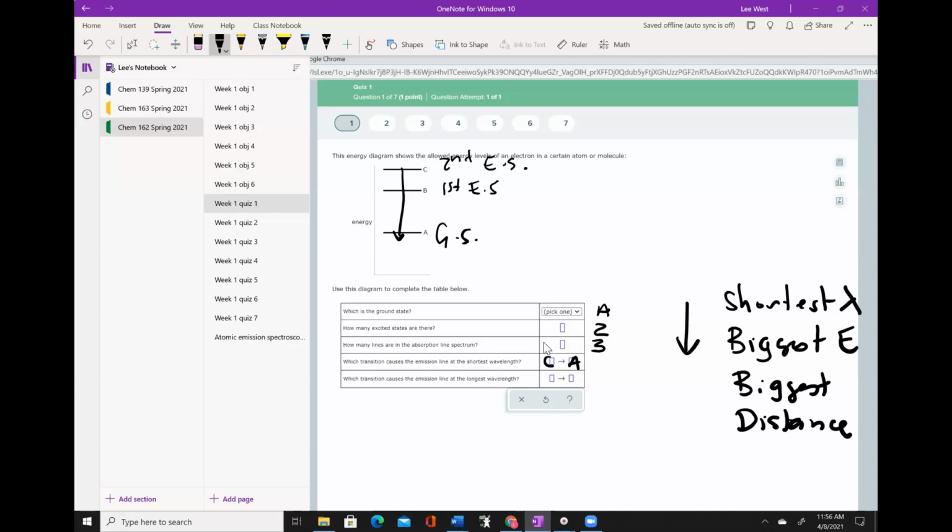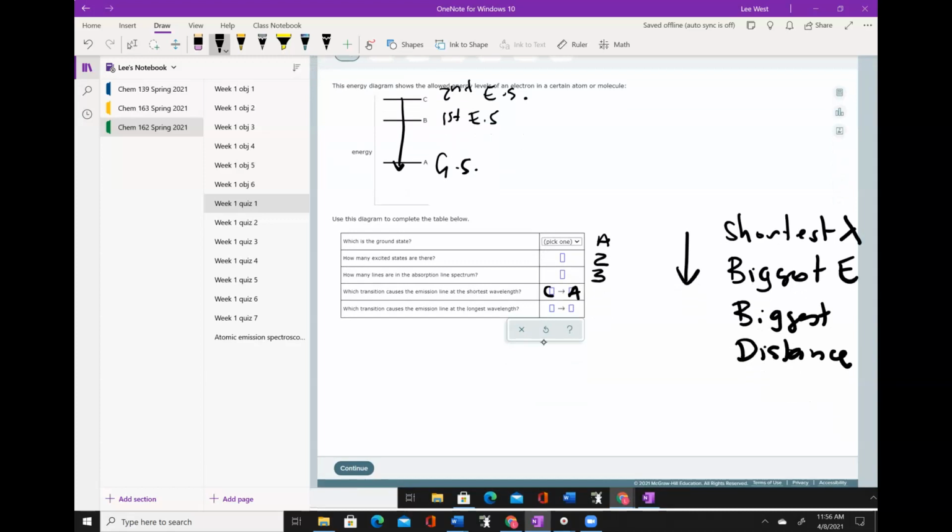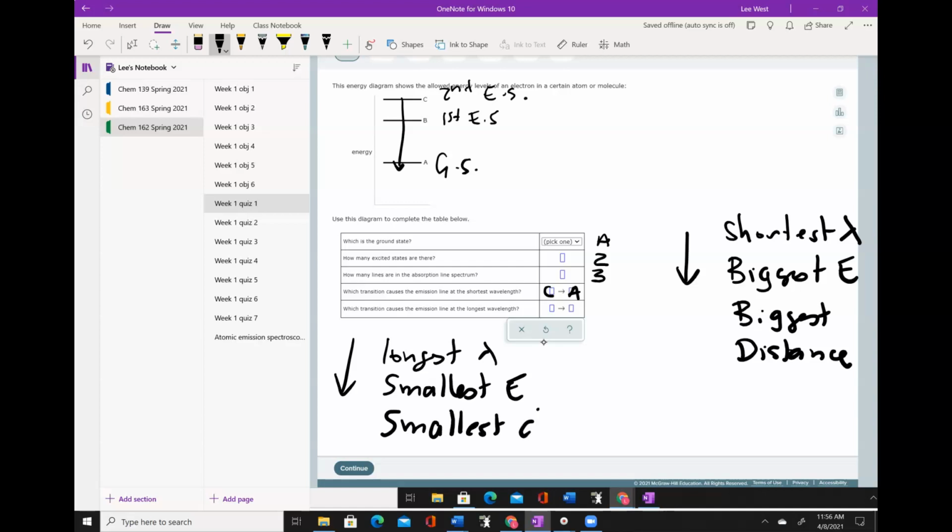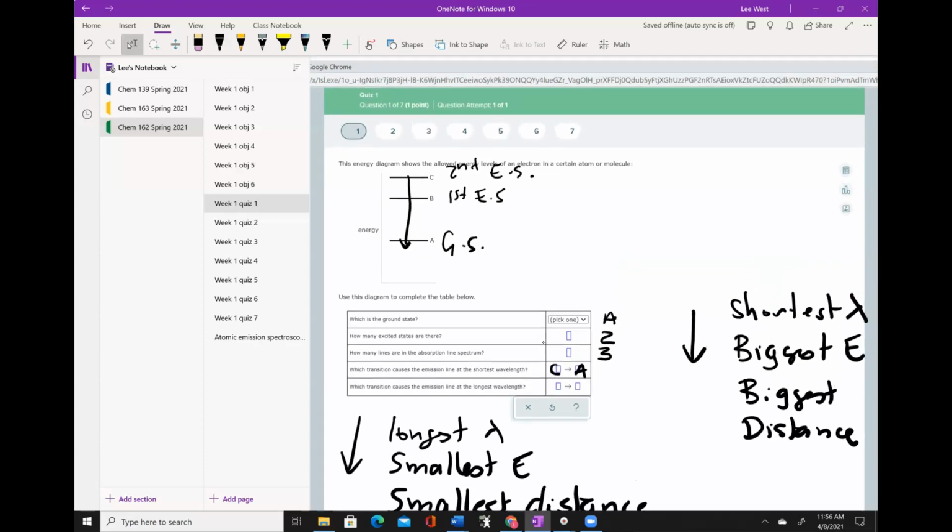All right, so we've only got one left. It says, what transition causes the emission line at the longest wavelength? So emission is heading down, and longest wavelength means smallest energy, which means smallest distance. So for those 3 levels, what's the smallest distance I can travel heading downwards? And it's got to be from C down to B, right? That's the smallest spacing between any 2 lines. Okay, not too bad. Just got to be slow and careful.